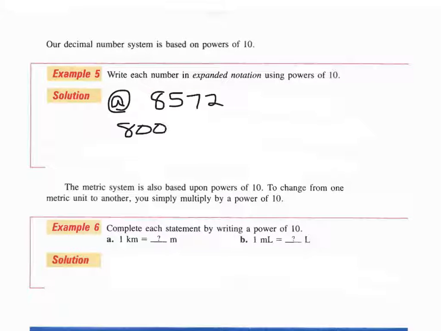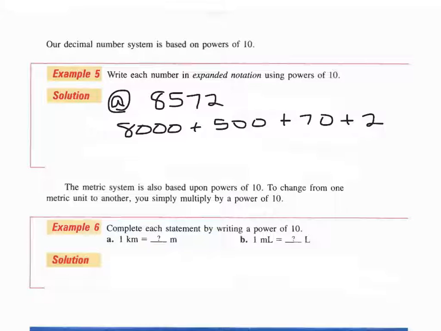So it would be 8,000 plus 500 plus 70 plus 2. This is probably something you might have done in 3rd grade. I know it was a long time ago. So if I expand this, now I'm going to add in my powers of 10.